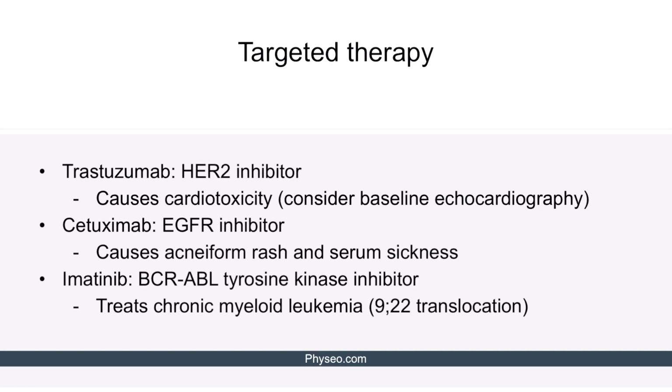So now we've talked about medical therapy. Now let's talk about targeted therapy. Under the umbrella of targeted therapy, the notable drugs are trastuzumab, cetuximab, and imatinib. Trastuzumab is a HER2 receptor inhibitor used in the treatment of various cancers.